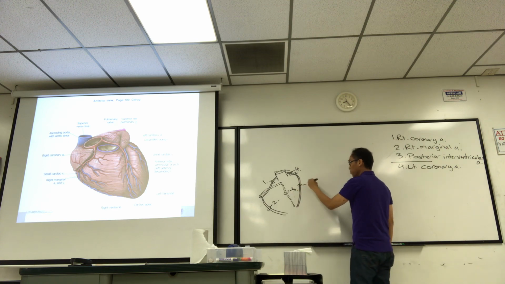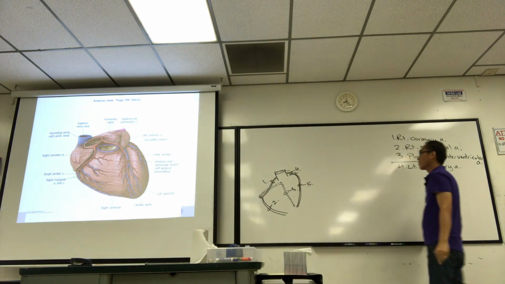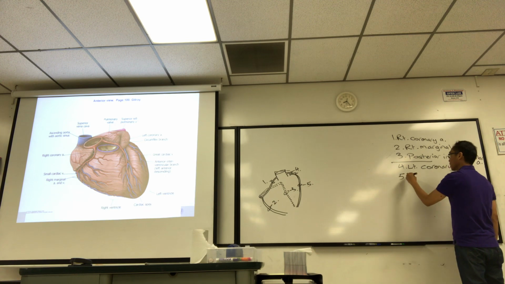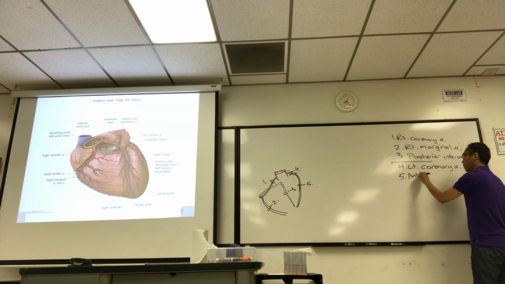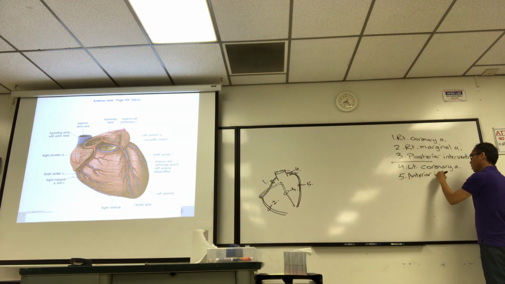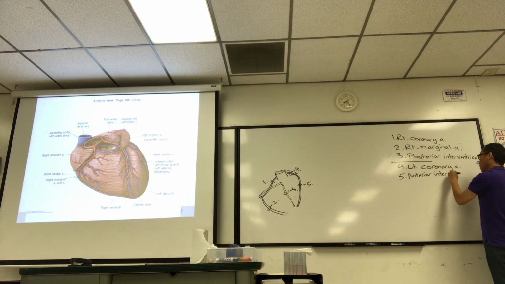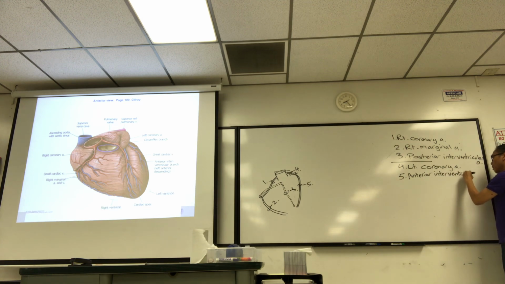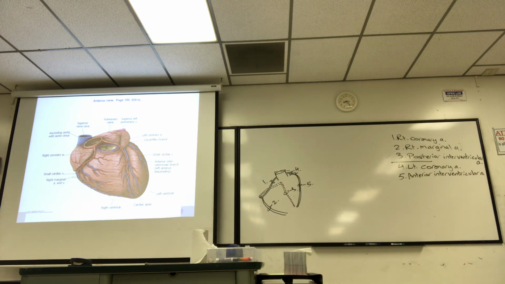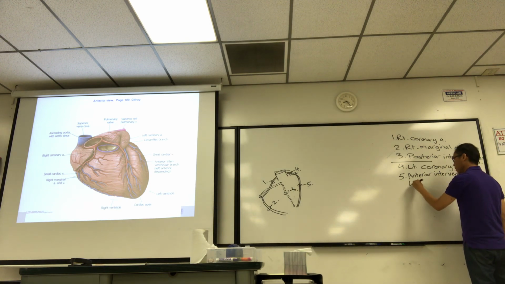So let's call this branch number 5. Anterior interventricular artery, also called left anterior descending. You can call it that too.